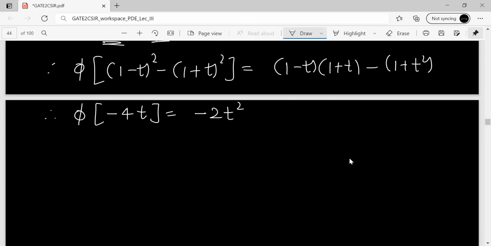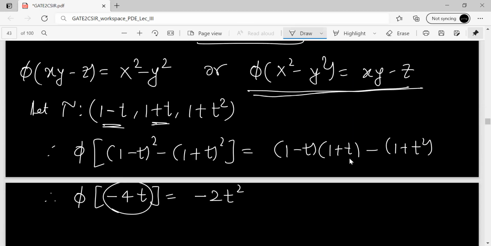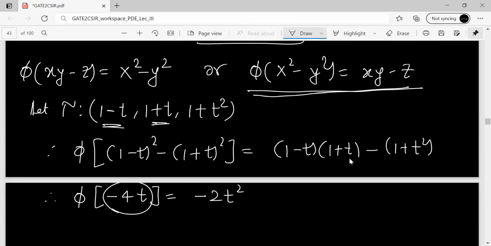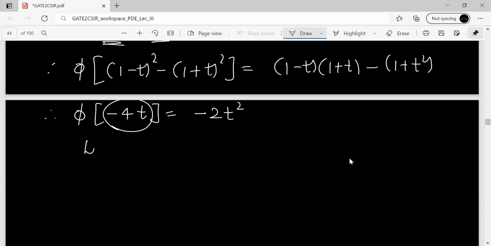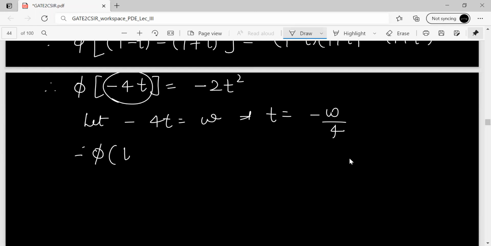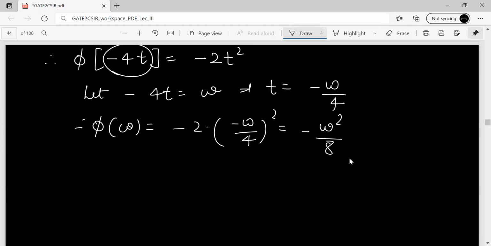That's fine. And now the demand has come to put this as some variable, because I convert into some variable and then I'll just introduce x square minus y square and compare these two, the way I have done earlier. So let minus 4t equal to some omega. So from here, write down what is t. So t will be equal to minus omega by 4. Therefore phi of omega will be equal to minus 2 times t square. That means minus omega over 4 square, and it will make it minus omega square by 8.